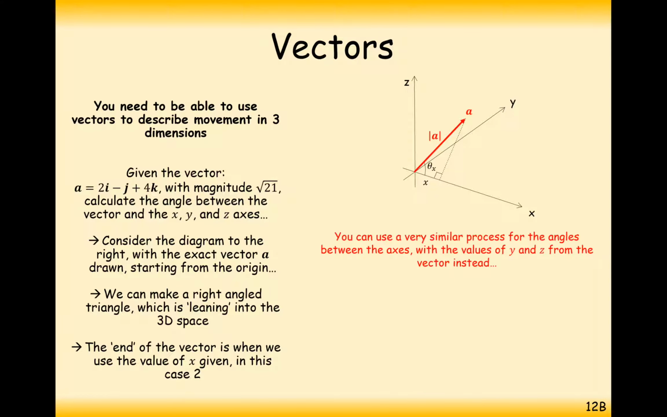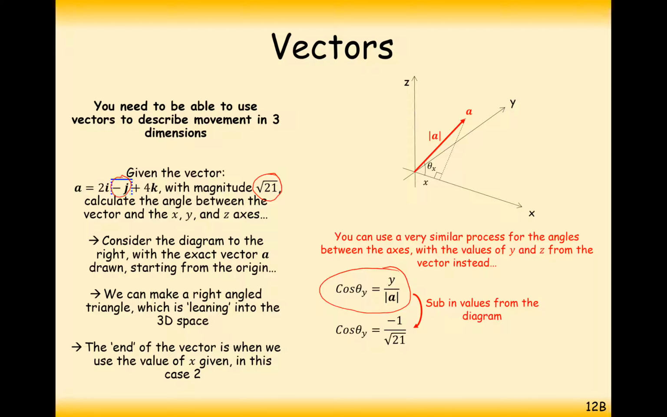We can do exactly the same thing with the y variable as well. So this is the formula that you'll need to work out the angle between your vector and the y-axis. You take the y component, which is effectively minus 1, divide it by the magnitude of the whole vector, and do cos inverse. In this case we get 102.6.